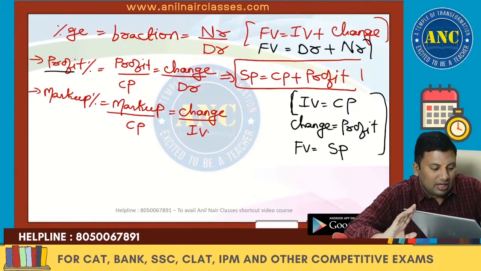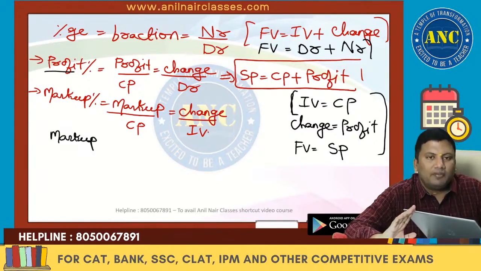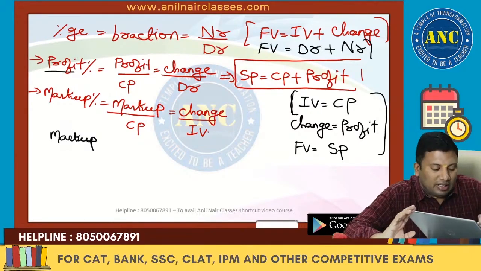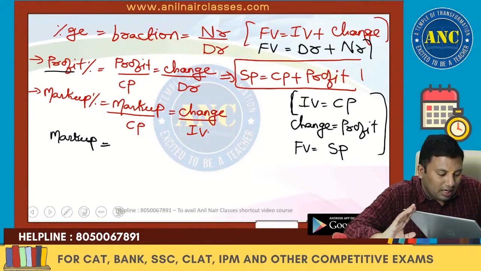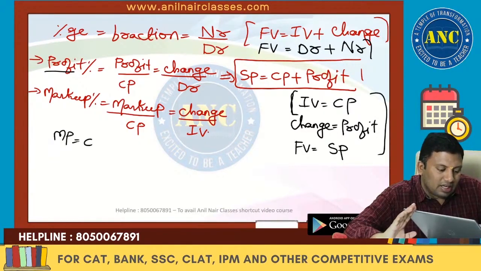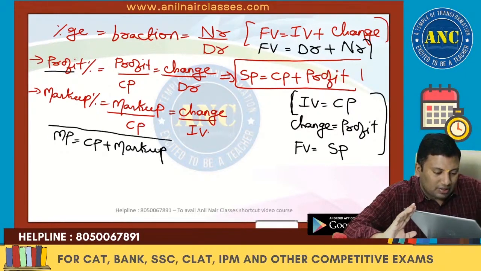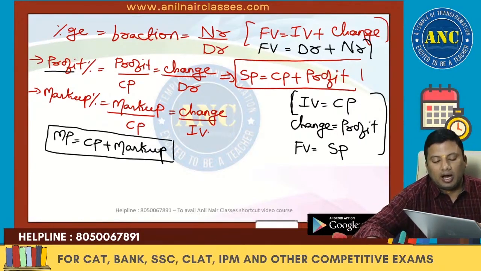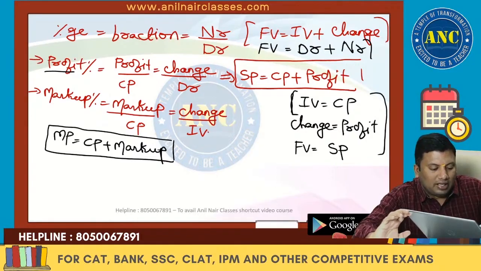Markup percentage. Markup is nothing but this: I went to a shop and purchased a product at 10 rupees. There is no label on the product. I added my own label and kept it as 20 rupees. Markup is nothing but markup percentage. So market price is nothing but cost price plus markup. Markup percentage is markup by cost price. So market price is equivalent to cost price plus markup.